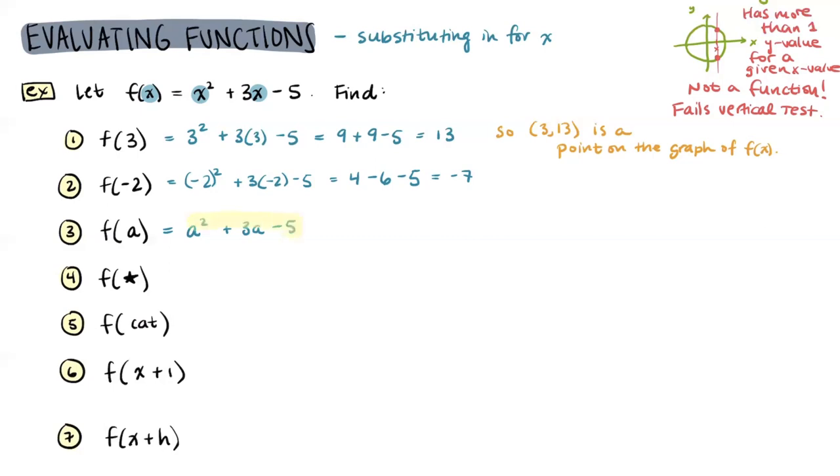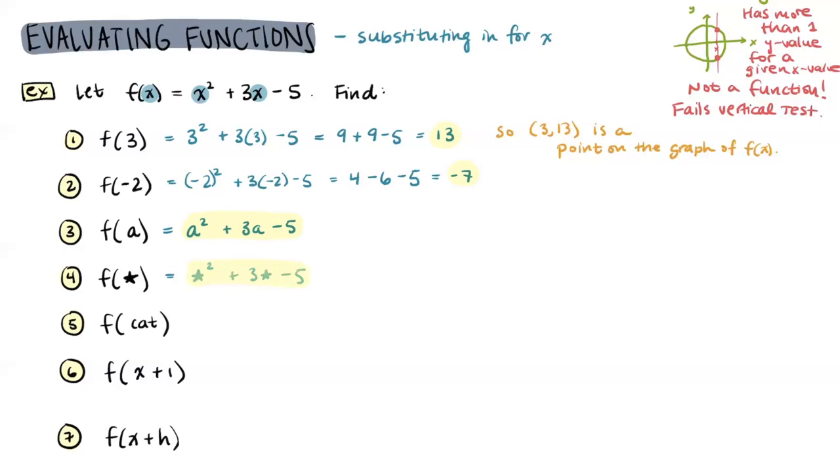Maybe I'll highlight our answers here so that we know we're done. All right, f of star. I don't know how meaningful this is, but we could just plug that in for x. Everywhere that we have an x, we're going to plug in a star. So we'll get star squared, plus 3 times star, and then minus 5. There's nothing really to do to simplify this, because how would you? So there is f of star.